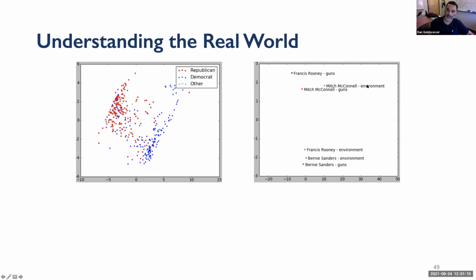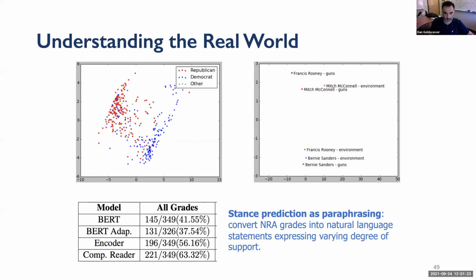So conditioning on different elements of the graph allows us to create topic-sensitive and author-sensitive representations. We've evaluated that by taking the text, running it through our model, and creating a representation of authors on these different topics, and looking at the similarity between the NRA grade assigned to different politicians, how supportive are they of pro-gun policies.